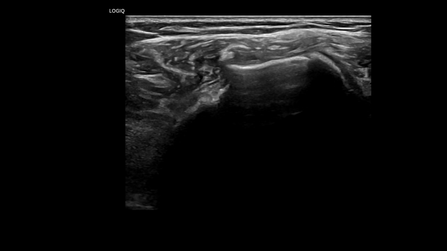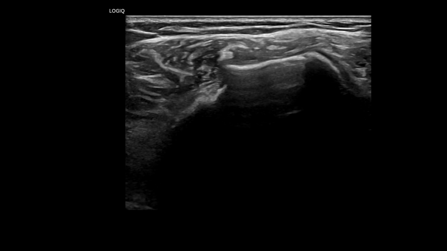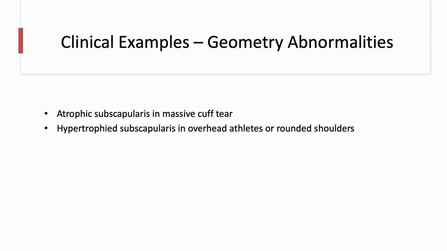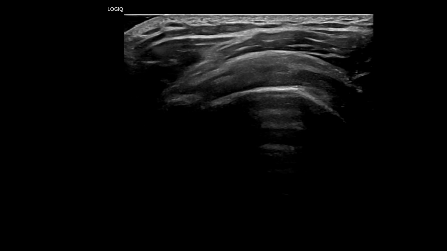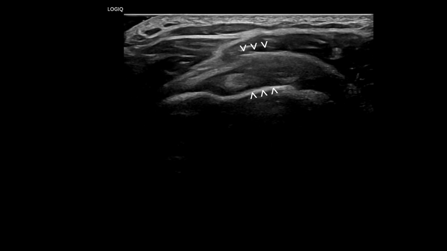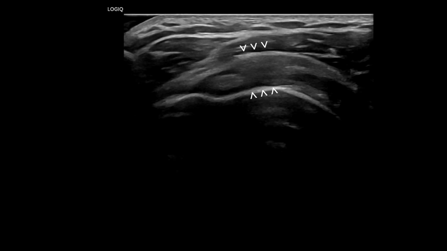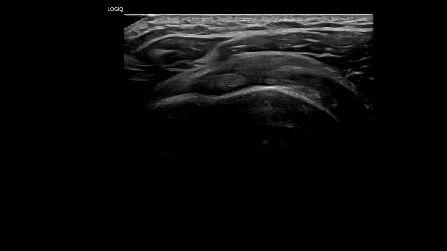If the subscapularis appears significantly thinner, it often indicates chronic tendon loss, a finding commonly associated with massive rotator cuff tears. On the other hand, a hypertrophied subscapularis tendon suggests chronic internal tearing or disorganized tendon fibers due to subcoracoid impingement.